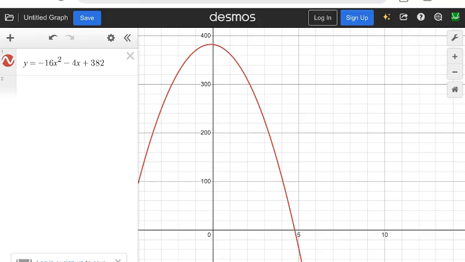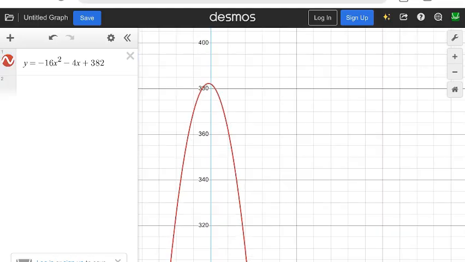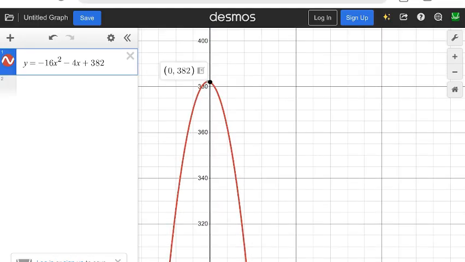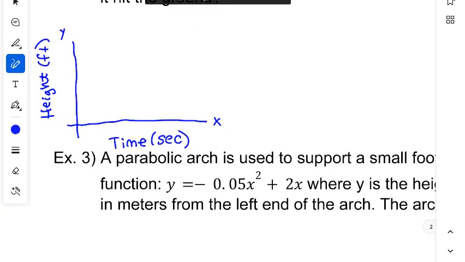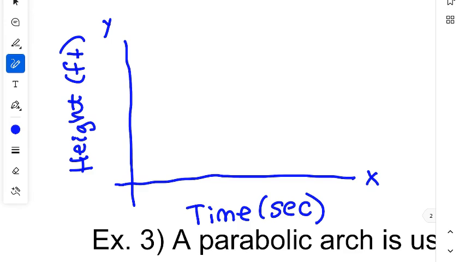So let's come up with the important details. How high up does it go? 382. So that's our max. We need to go up to 382. What should we go by on our y-axis? What do y'all think? 100? So 100, 200, 300, 400. It's going to start at that 382 mark.